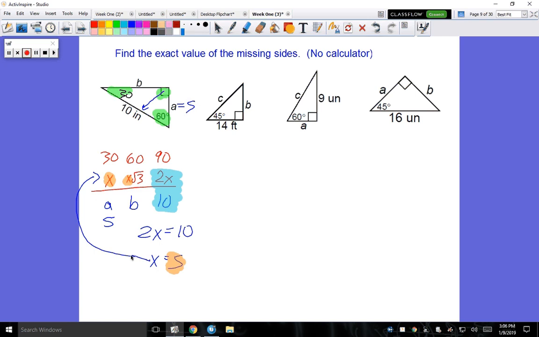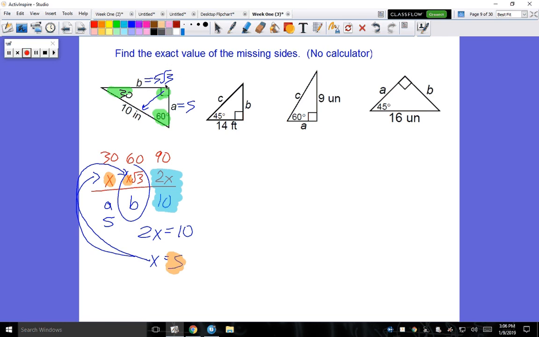If I put x is 5 over here, what would the value of B equal? 5 root 3. So 5 root 3 would be the answer there. Are we good? Okay, so let's do another one.